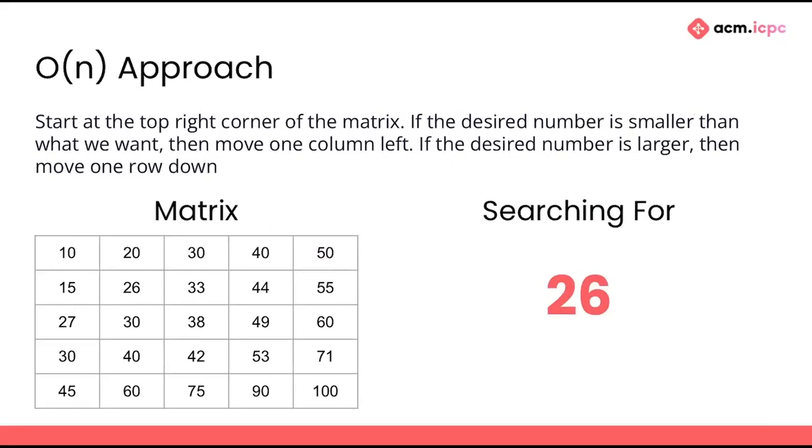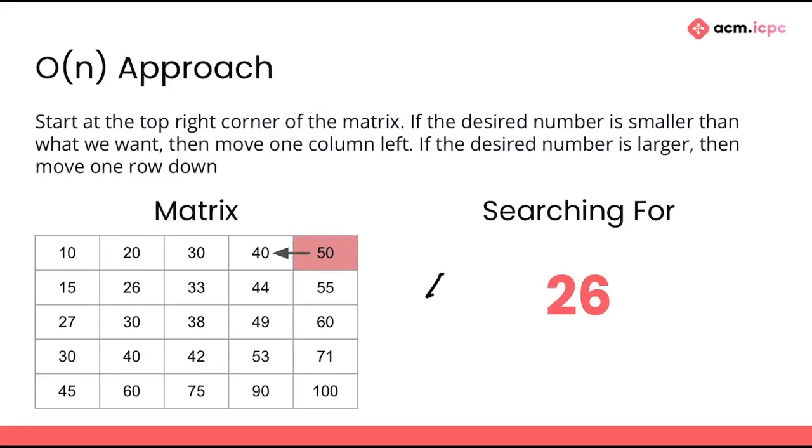So we start at the top right corner of the matrix. If the desired number is smaller than what we want, we move a column to the left. And if the desired number is larger than what we want, we move 1 row down. So we start at 50, and we see that 50 is not our element.